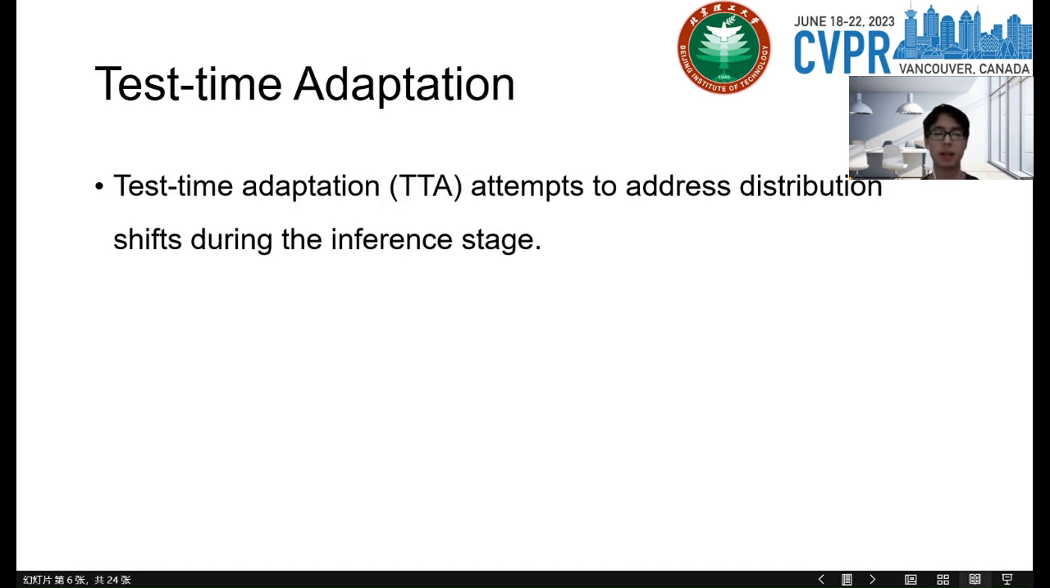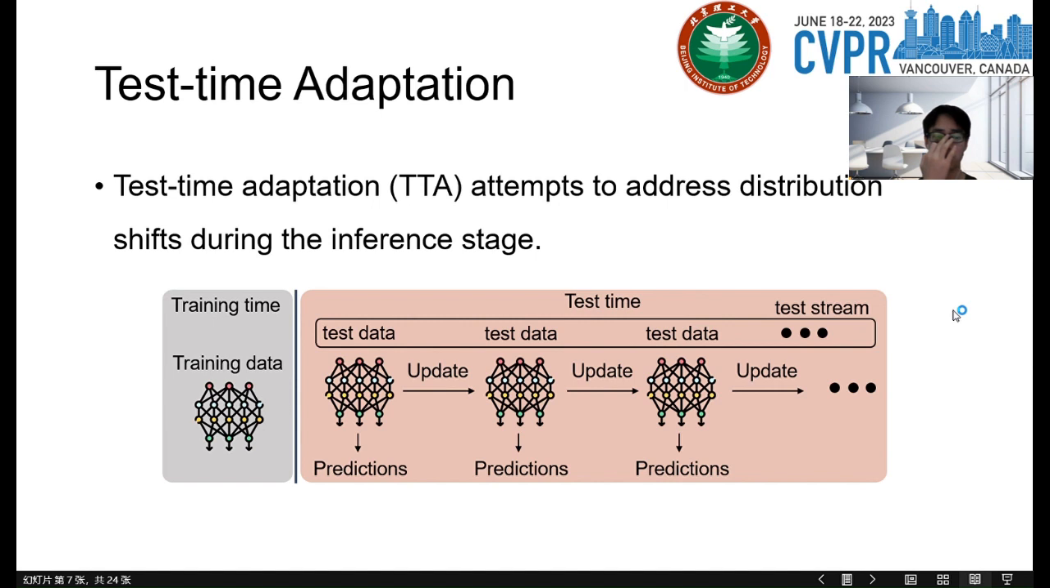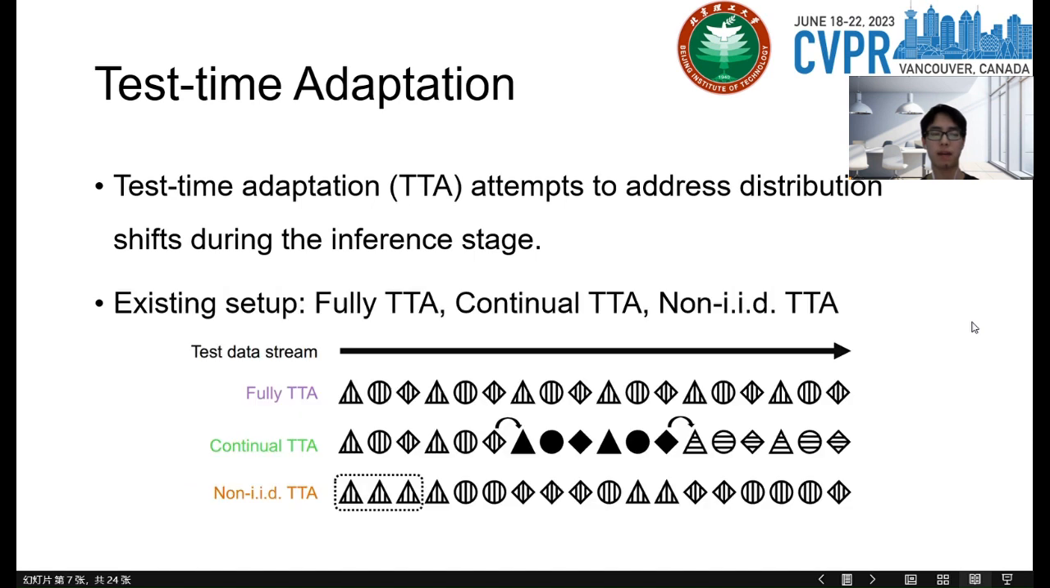Recently, test-time adaptation has attracted lots of studies. It attempts to adjust the distribution shift during the inference stage. Here is a normal workflow of TTA methods. After training, the pre-trained model will be adapted online by a test stream without access to source data. It makes predictions for the current test sample and updates itself for the future at the same time.